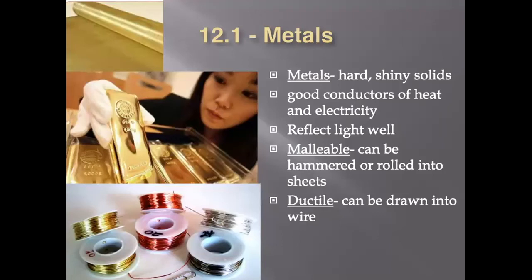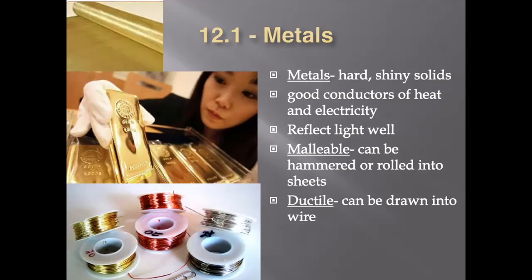Is that person holding gold or copper? That's gold. But on this slide, start with the third bullet point and downward. So yeah, the top two pictures are gold. Gold is very malleable. You can hammer gold into a very, very thin sheet.